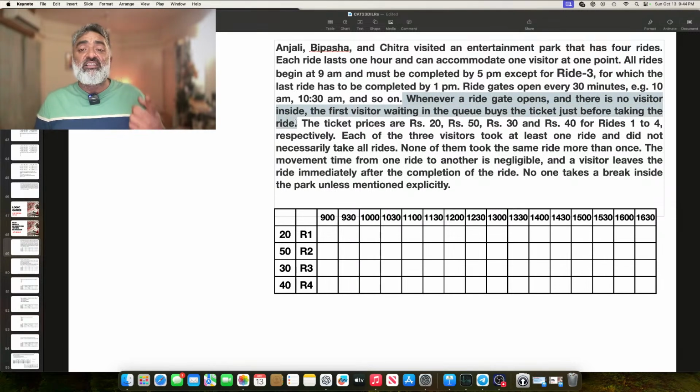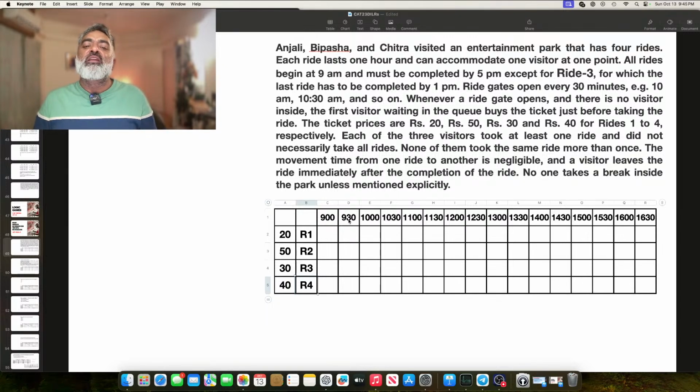Right? So this is where you might have to read it a couple of times, and this is where you might overcomplicate it. But otherwise, it's a very simple story. The gates are opening every 30 minutes. So, for example, and again, I'm taking an example and I've already created a little table. There are four rides, ride 1, ride 2, ride 3, ride 4. And from 9 o'clock onwards, I have created time slots: 9, 9:30, 10, 10:30, and so on and so forth, right?